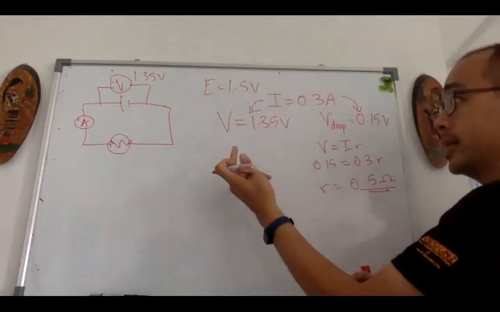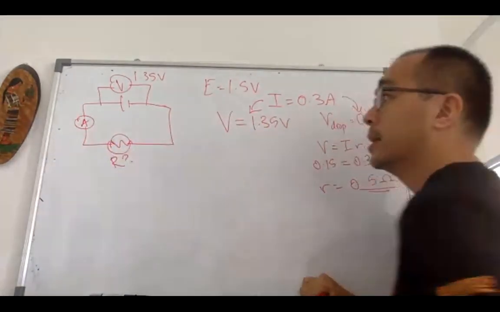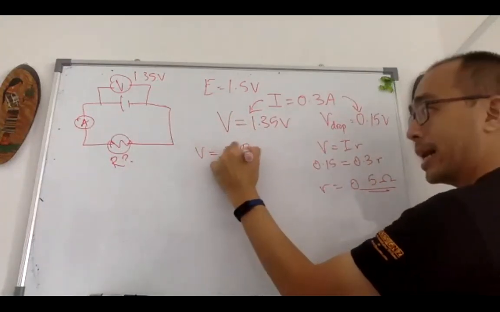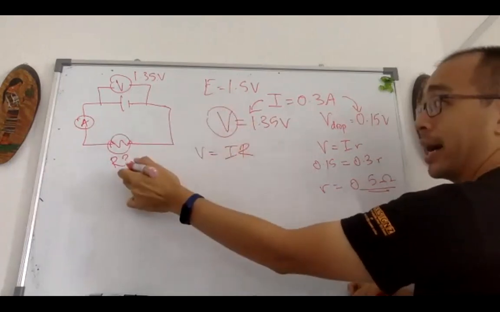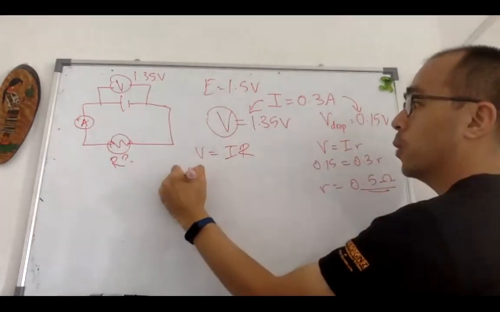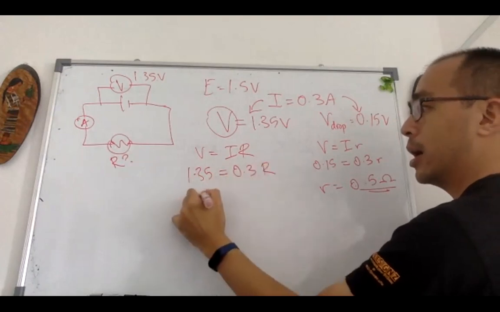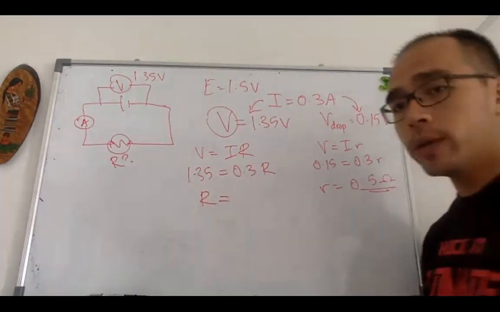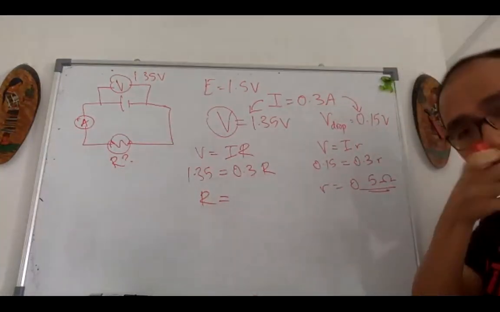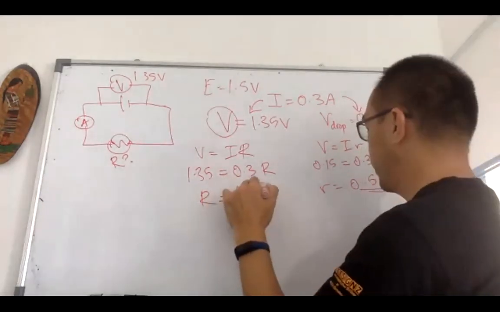The current is the same. Although the question is not asking, I'm going to ask, how much is the external resistance? Using Ohm's law again, V equals I times big R, because this V is for the big R. The V drop is for the small r resistance. So 1.35 equals 0.3 times R. How much is my big resistance? Quick, count. 4.5 ohms.